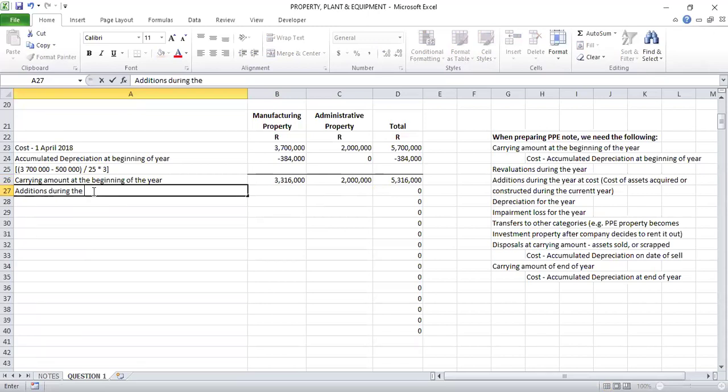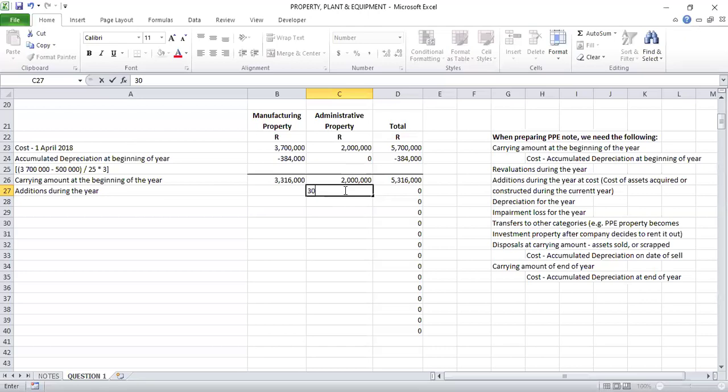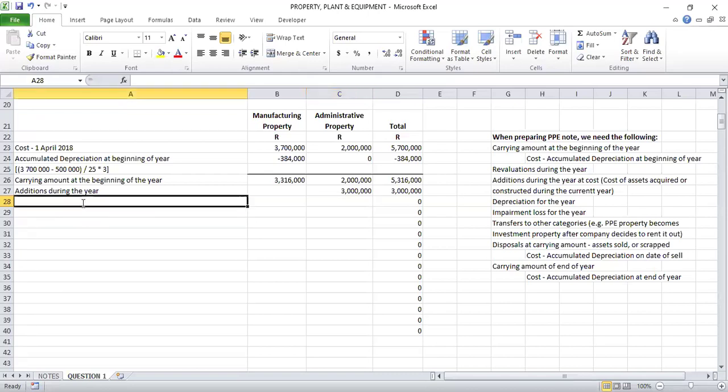Now remember that during the year, we then did further construction work on the administrative building of 3 million. We now had 3 million of administrative work. So it will come here. We now have 3 million here on the administrative property. Then we'll have depreciation for the year.